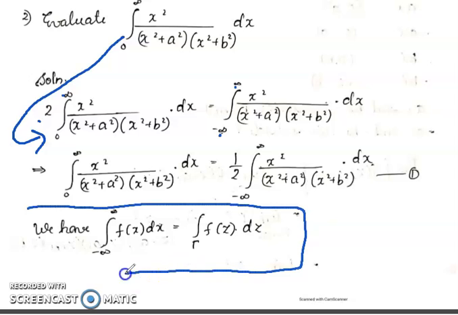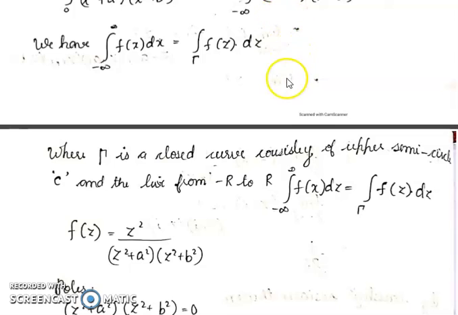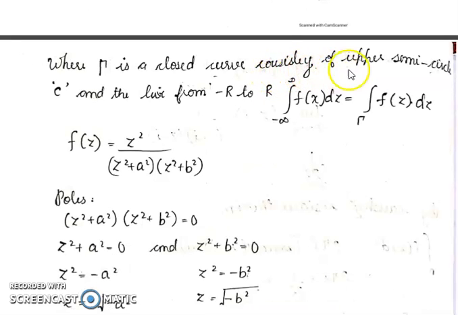In type 2, we have this equation: integral minus infinity to infinity f of x dx is equal to integral over gamma f of z dz. This is the equation that we have to use in this method, okay? We already learned that gamma is a closed curve. Gamma is the closed curve that consists of the upper semicircle C.